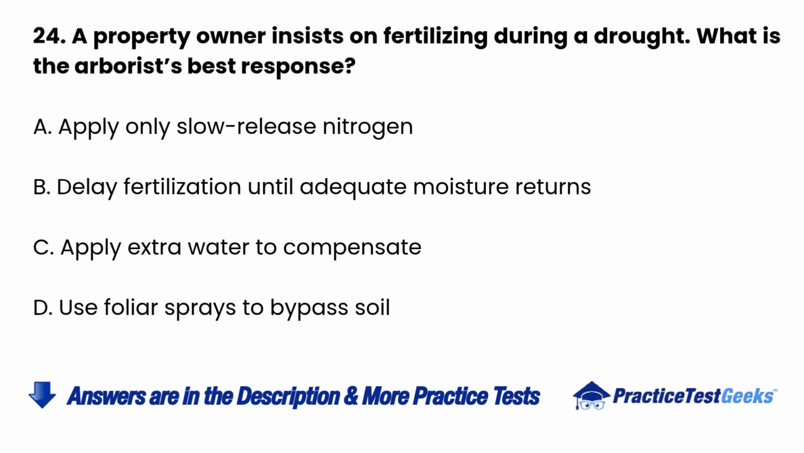24. A property owner insists on fertilizing during a drought. What is the arborist's best response? A. Apply only slow-release nitrogen. B. Delay fertilization until adequate moisture returns. C. Apply extra water to compensate. D. Use foliar sprays to bypass soil.